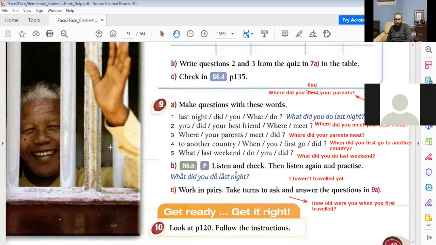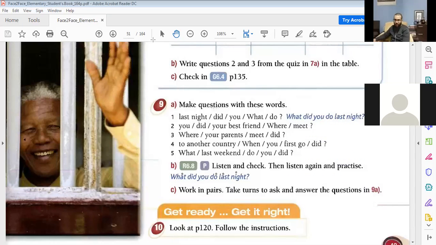Okay, last question. What did you do last weekend? I went shopping. Good. Yes, I went shopping. Okay, that's very good, very nice. So all of these questions are in the past simple. I think they're nice questions. They're not too difficult, but they're very useful, I think.